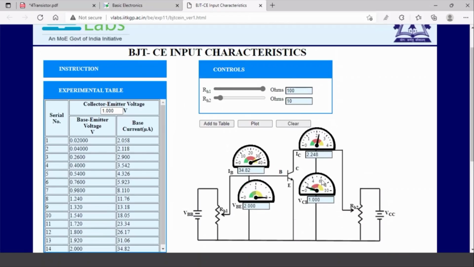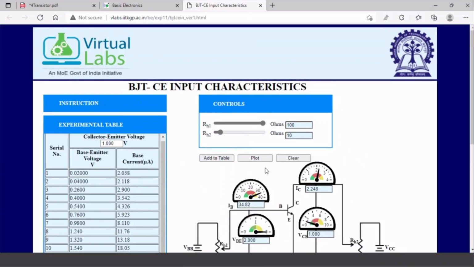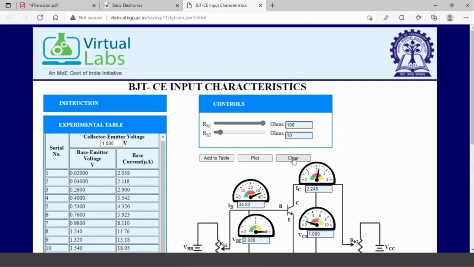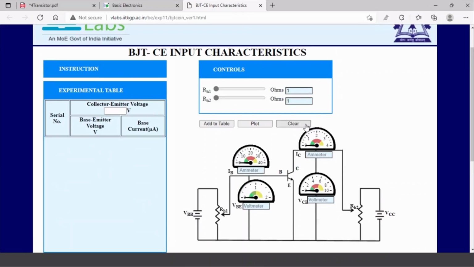How do you do that? First you have to clear these. When you click on clear, all things will be gone. Before clearing, you note down all these particular readings. Plot you can do later. Once you have the readings, then you can plot it later also. Then once you want to change the value of VCE, you have to click on clear, and everything will be cleared from this circuit, and now you have to keep the value of VCE to 2.